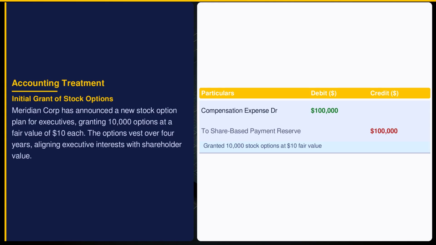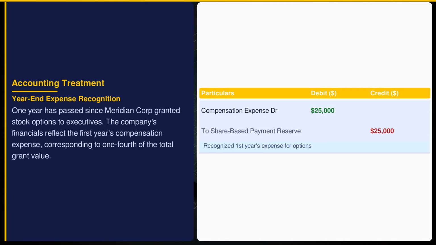Meridian Corporation records $100,000 as a share-based payment reserve, balancing it with an equivalent compensation expense, signaling the cost of future potential stock issuance. Each year, Meridian Corporation must recognize a portion of the total option grant as an expense. For the first year, $25,000 is recorded in both compensation expense and the share-based payment reserve.